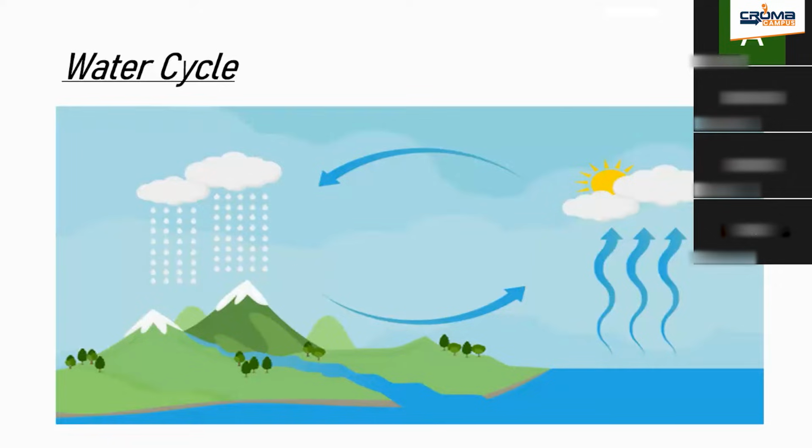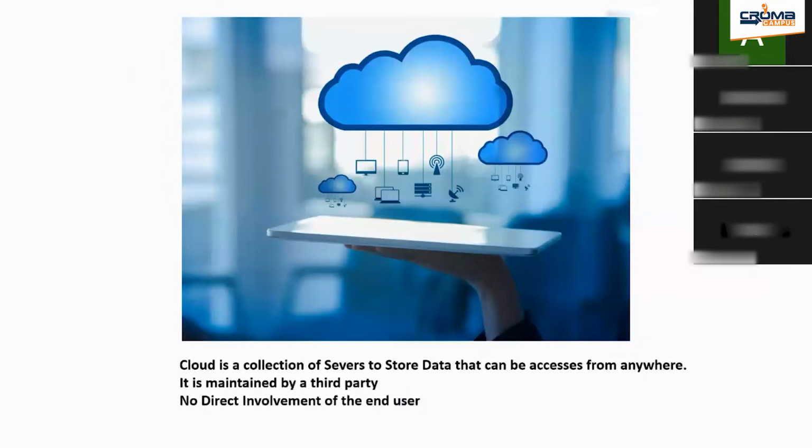So basically, without the physical movement of the data from one location to another, you have been able to access the data or share the data from one person to another. A very big example of it is Google Drive. In Google Drive, you put some photos or images or videos or whatever, and that can be accessed from anywhere at any location. So that is a cloud storage facility. Cloud is nothing but a collection of servers to store data that can be accessed from anywhere.